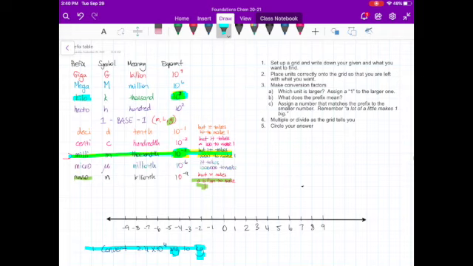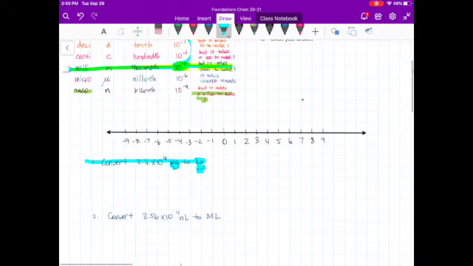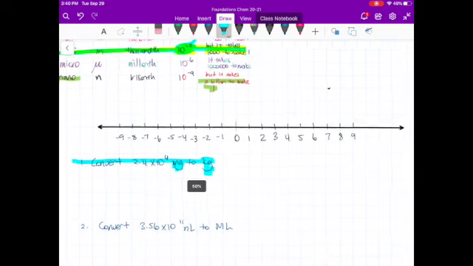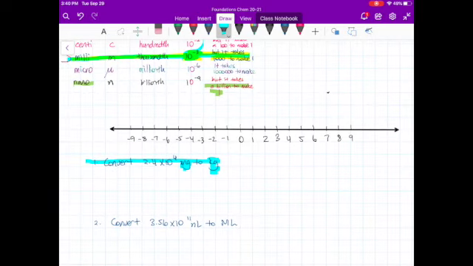Now there's one or two ways to do this. The first way is to do two steps, where we go from milligram to gram, and then gram to kilogram. So let's do it that way first. I'm going to go from milligram to gram and then from gram to kilogram.